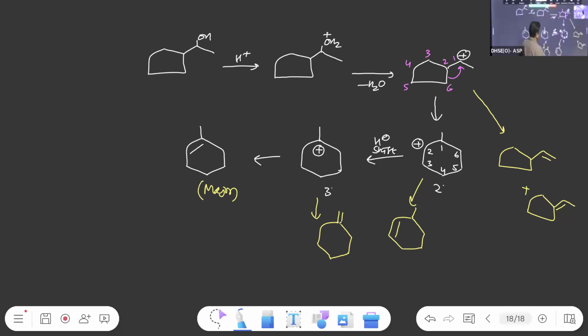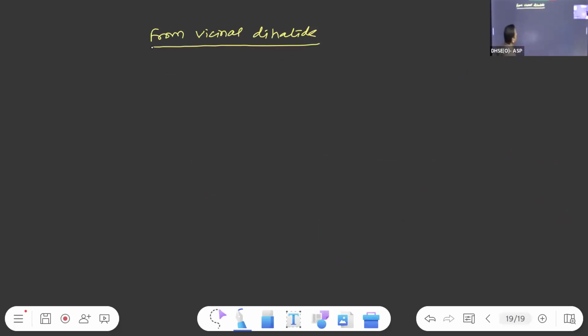Okay. The next is preparation of alkene from vicinal dihalide. A dihalide is a compound with 2 halogen atoms. So these are of two types. One is vicinal, another is geminal. So this is vicinal, and another is geminal.